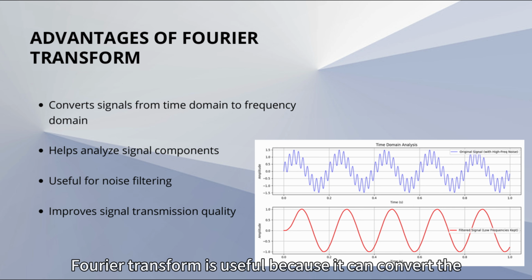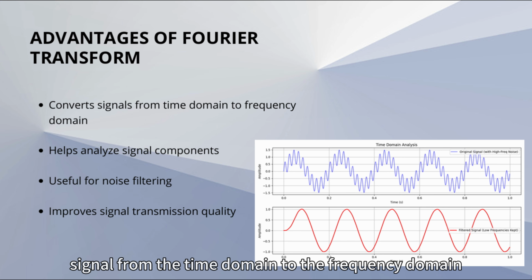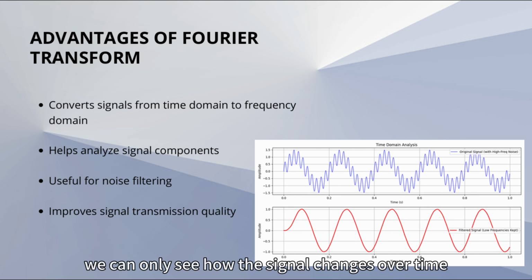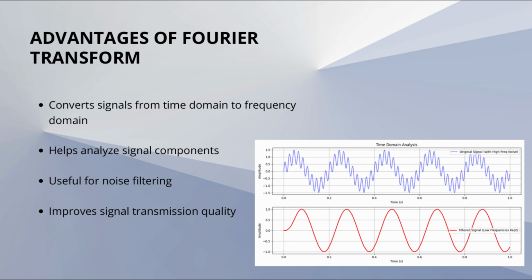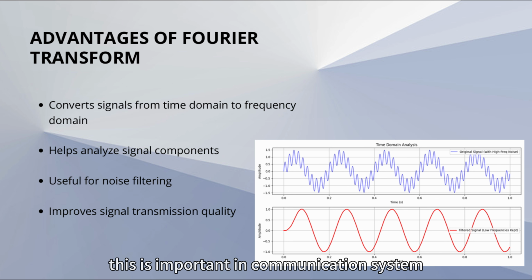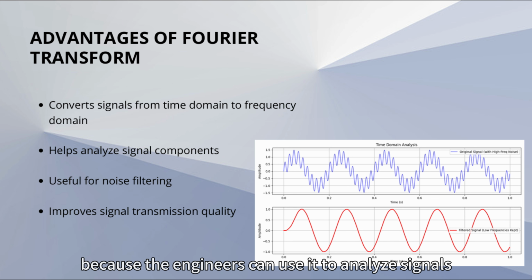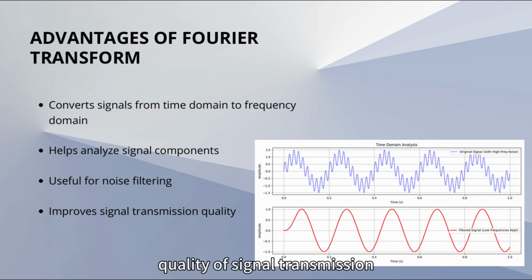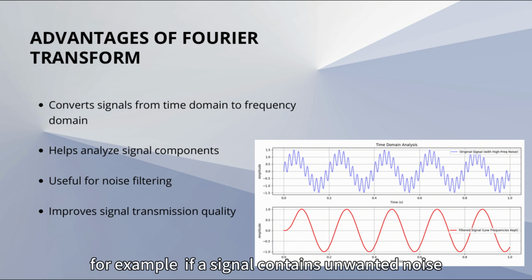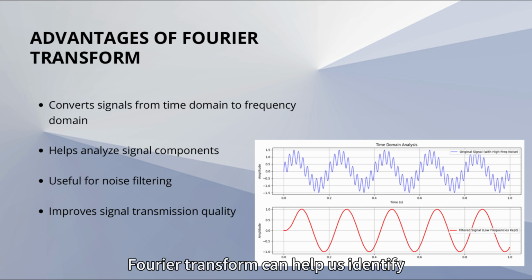First, Fourier transform is useful because it can convert the signal from the time domain to the frequency domain. In the time domain, we can only see how the signal changes over time. But in the frequency domain, we can clearly see what frequency components are inside the signal. This is important in communication systems because engineers can use it to analyze signals, remove noise, and improve the quality of signal transmission. For example, if a signal contains unwanted noise, Fourier transform can help us identify the noise frequency and filter it out.